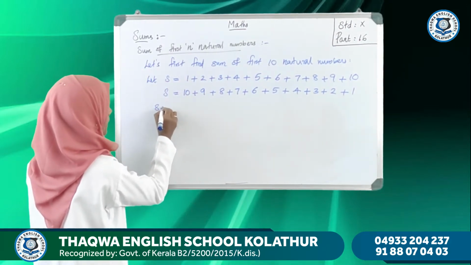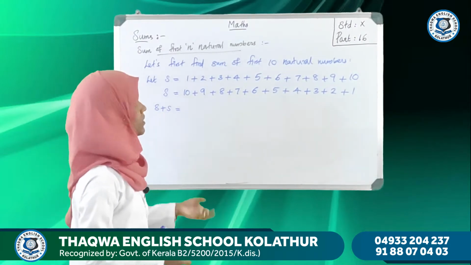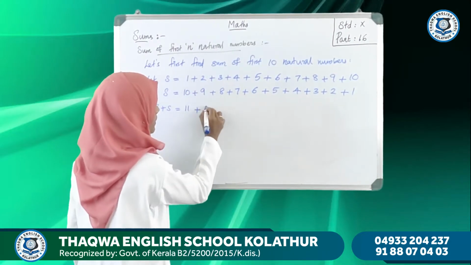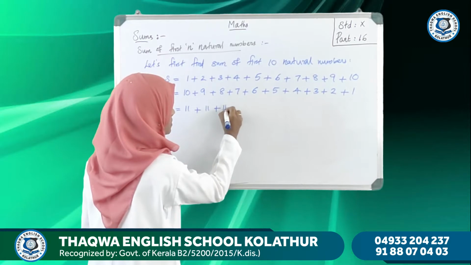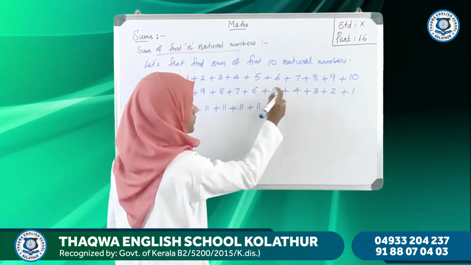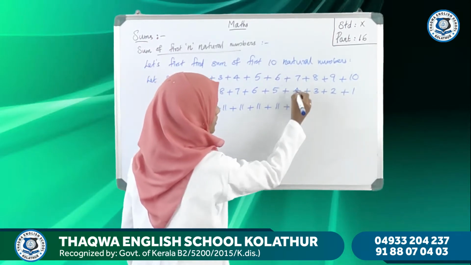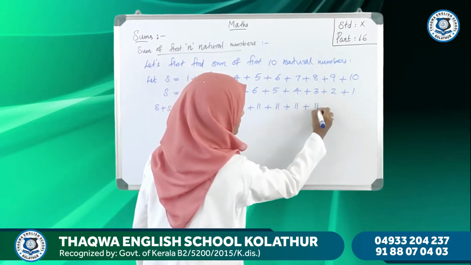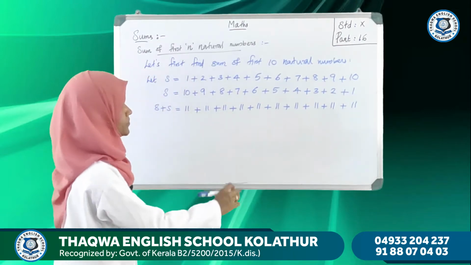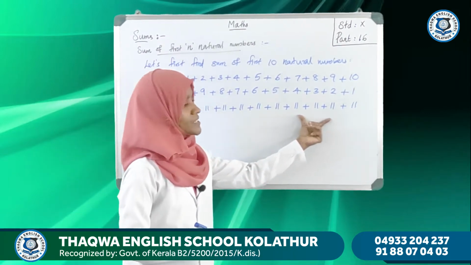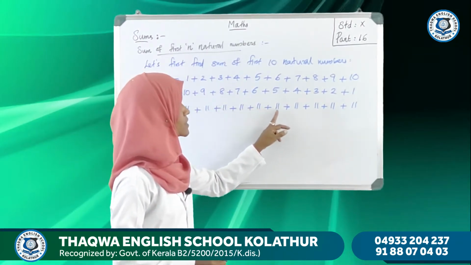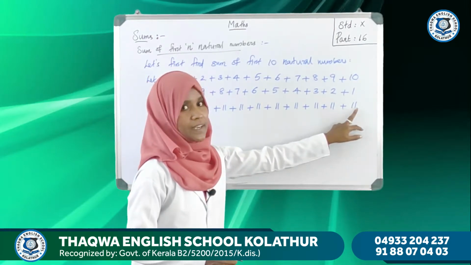Just add. S plus S equals 1 plus 10, 11, 2 plus 9, 11, 3 plus 8, 11, 4 plus 7, then 5 plus 6, 6 plus 5, 7 plus 4, 8 plus 3, then 9 plus 2, 10 plus 1. So how many 11s are there in this line? 1, 2, 3, 4, 5, 6, 7, 8, 9, 10.